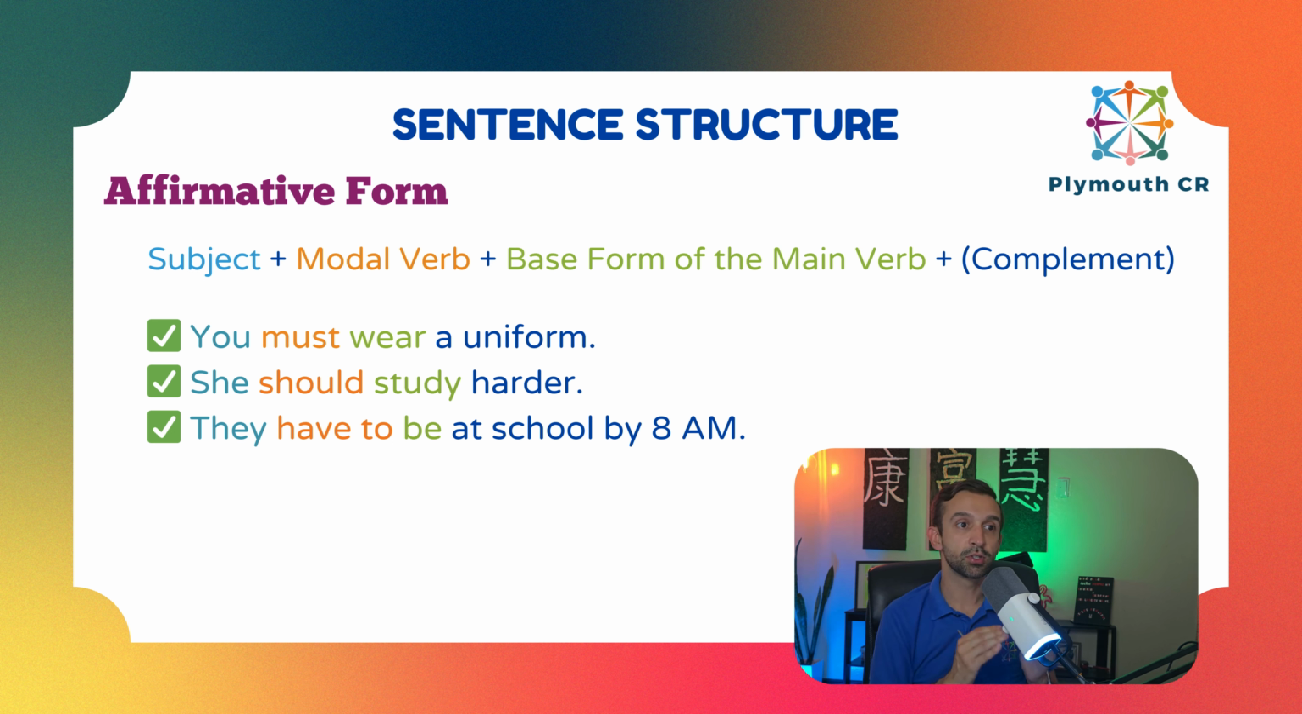The second example, she should study harder, is also following this same structure, and then the other one says they have to be at school by 8 a.m. In the third one, I want you to see how we have the subject they, and then the modal verb, which is not just one word, but have to. And then the verb in the base form, in this case, the verb to be. Remember that the verb to be is the base form, and then it has different variations, but to be is the base form of the verb. And then we have the complement, okay? So let's move on to the next one.